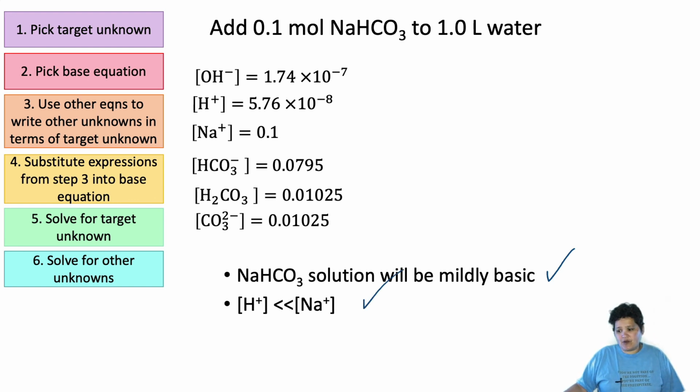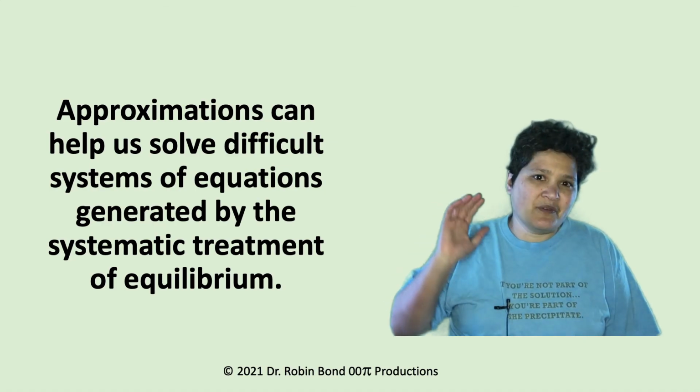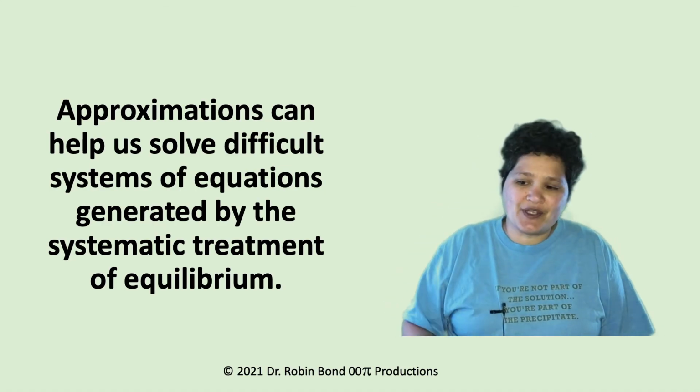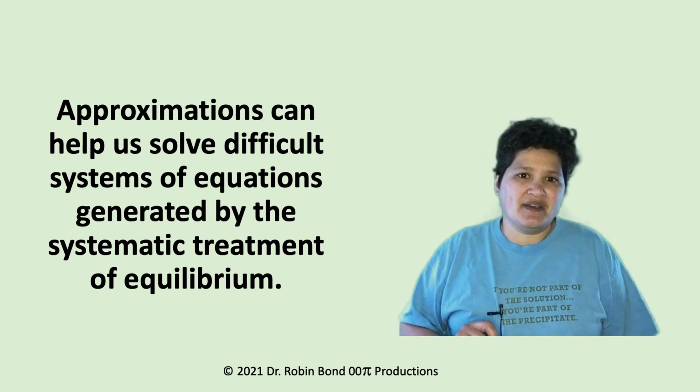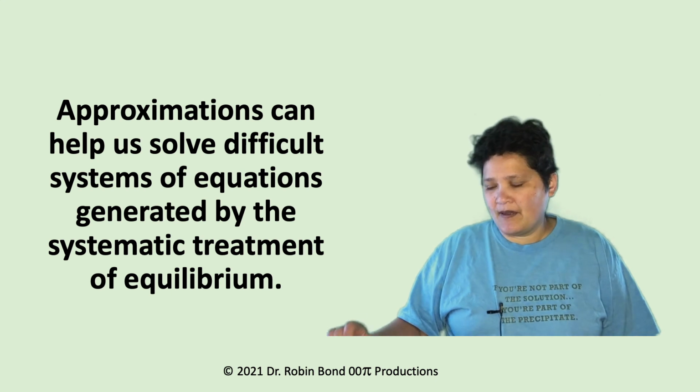And then finally, we assumed that our hydroxide concentration was much, much smaller than the bicarbonate concentration. Our bicarbonate concentration is basically, let's call that 8 times 10 to the minus 2. Our hydroxide concentration is basically 2 times 10 to the minus 7th. So you have almost 5 orders of magnitude difference there. OH minus is definitely substantially smaller than bicarbonate. The reason we do these approximations is they help us solve difficult systems of equations that we almost always tend to generate in this systematic treatment of equilibrium.